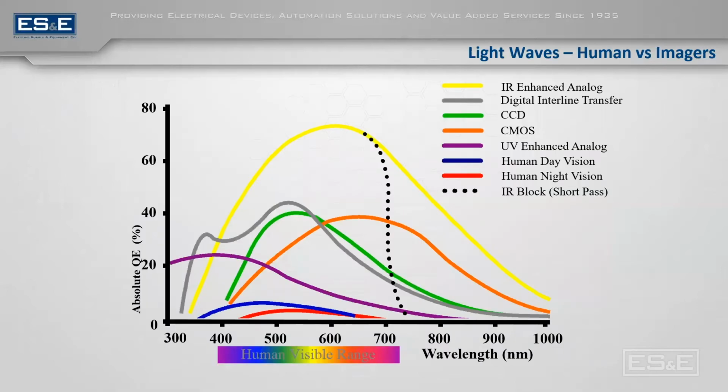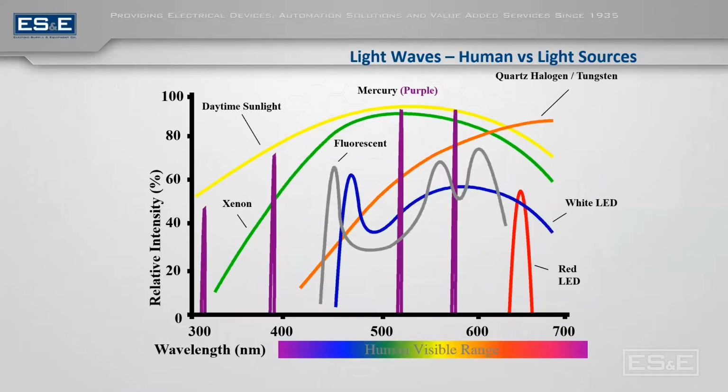Here's just another quick chart of light waves versus human images. You can see at the bottom what the human visible range is. And like I said, we can do UV and infrared applications, and we can also read UV and infrared barcodes as well. But when we have these applications, we have to have some type of third-party lighting to make them successful. Here's my last chart on light waves.